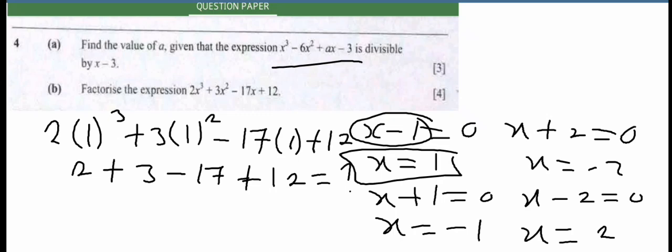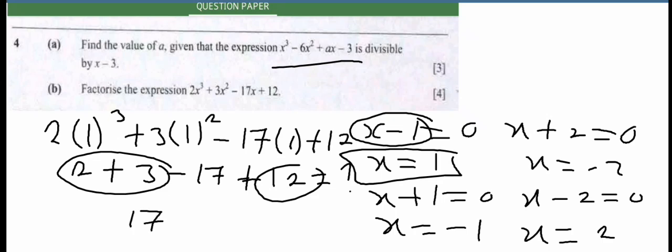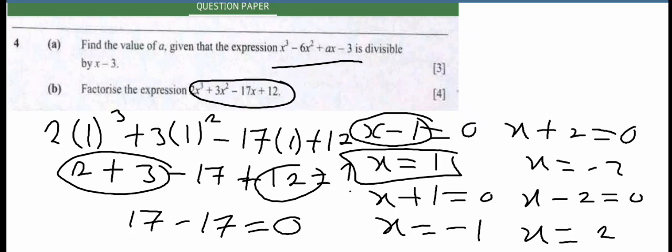Are we going to get 0 as the answer here? Let's say we don't know the answer. We can collect the terms: this one plus this one is going to be 5. Then 5 plus 12, we are going to get 17. So it's more like positive 17 minus 17. Are we going to get 0? Of course, we are going to get 0. So this means the linear factor that we are going to use is x minus 1. We know that x minus 1 equal to 0, and if we solve for x, the value of x is positive 1.